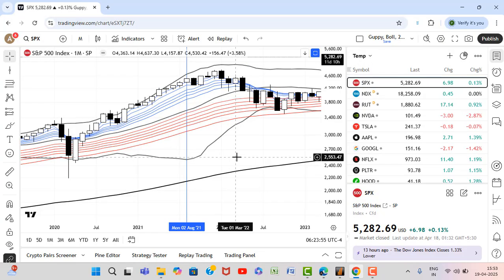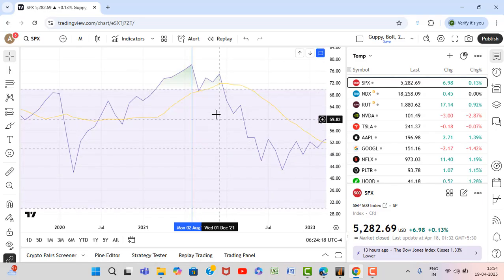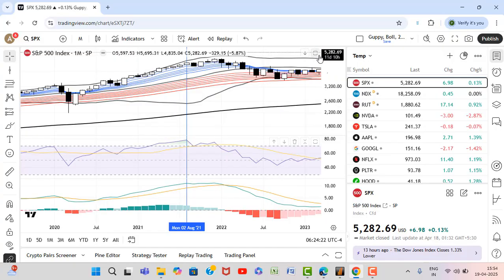This is August 2021. Price here is closing at 4522.69. Here we see C is the close of the price, 4522.69. This price is 4605.39. It is higher. Let us see what behavior the RSI is showing. RSI is lower. Between this and this, RSI is lower.